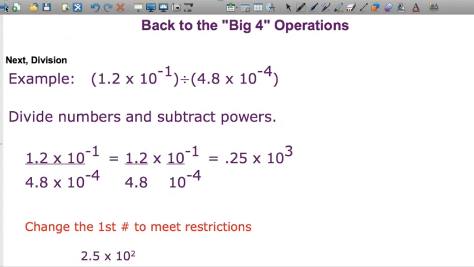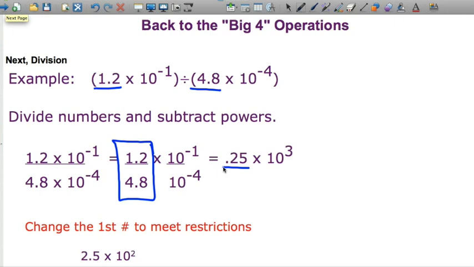Now let's take a look at division. So the rules are generally the same here. I have 1.2 times 10 to the negative first divided by 4.8 times 10 to the negative fourth. So now we're dealing with smaller numbers. What I'm going to do is divide the numbers and subtract the powers. So first I'm going to take 1.2 divided by 4.8. And you can see that's 12 divided by 48, which is 1/4, or 0.25.